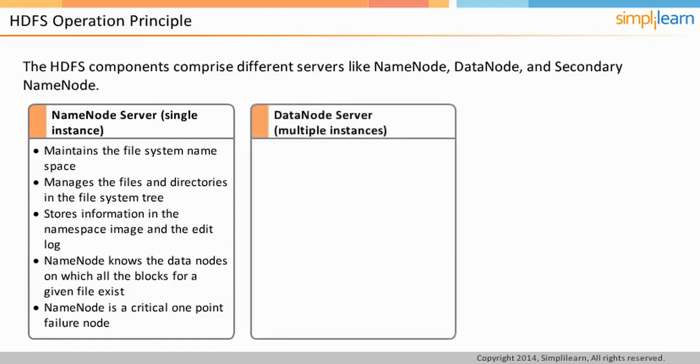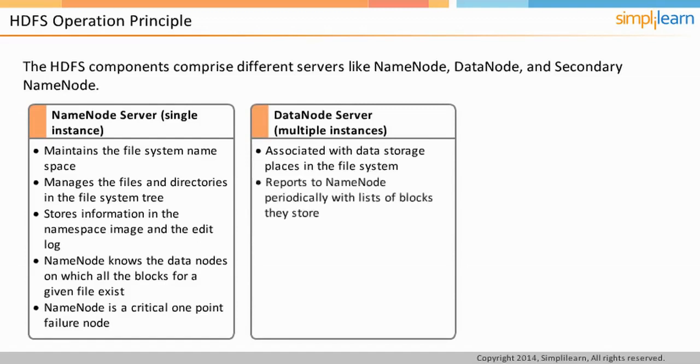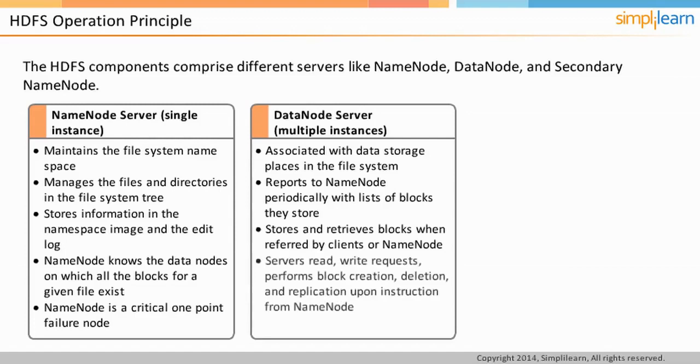Data node is a multiple instance server. There can be n number of data node servers depending on the type of networking and storage system that a setup has. The data node servers are responsible for storing and maintaining the data blocks, which are provisioned by the name node server on the basis of the type of job submitted by the client. The data node server is responsible for storing and retrieving the blocks when referred by clients or the name node. The data node servers read, write requests, and perform block creation, deletion, and replication upon instruction from the name node.